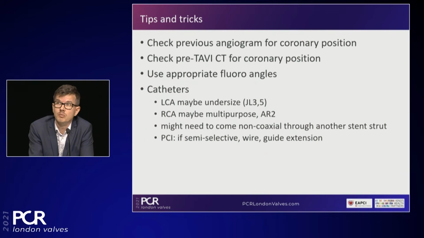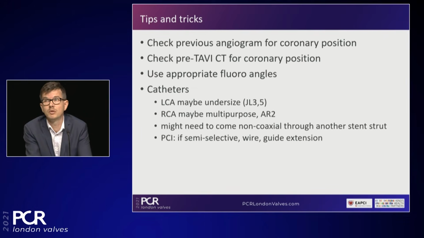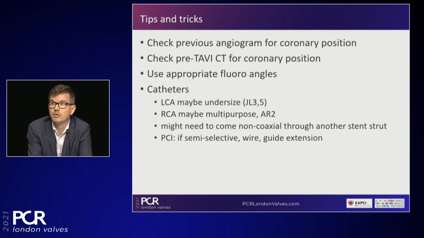So like I said, there are some simple tips and tricks you could use. You could check the previous angiogram, then you have some idea of where to look. You could check the pre-TAVI CT if you're in a center that has access to that. Maybe start with appropriate fluoro angles from the beginning. With catheter choice, potentially undersize a little bit. So for the left coronary artery, maybe rather 3.5 than 4 size. For the right coronary artery, maybe try some other non-standard catheters if you don't succeed with the regular Judkins right.